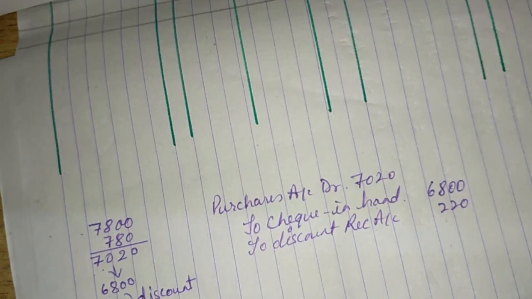Now can you see any cash or bank here? There is actually no cash and bank, so that basically means we will not record this transaction in our cash book at all. So we will move on to the next transaction.